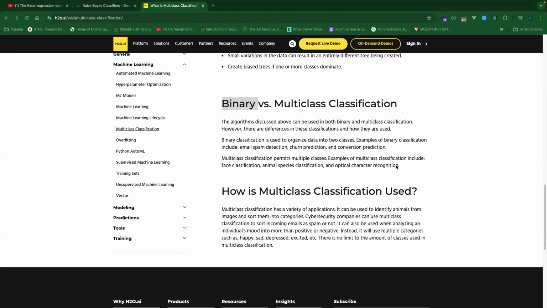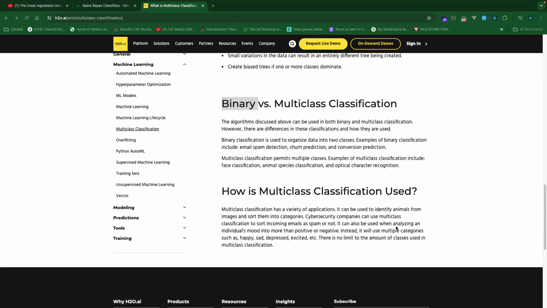Multi-class classification has a variety of applications. It can be used to identify animals from images and sort them into categories. Cybersecurity companies can use multi-class classification to sort incoming emails as spam or not. It can also be used when analyzing an individual's mood into more than positive or negative. Instead, we use multiple categories, such as happy, sad, depressed, excited, etc. There's no limit to the number of classes used in multi-class classification. That is why it is called multi-class classification.